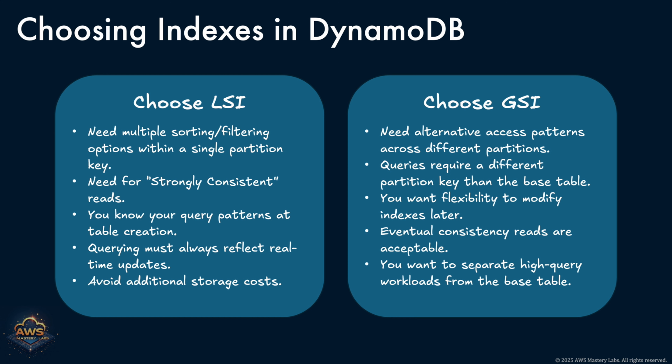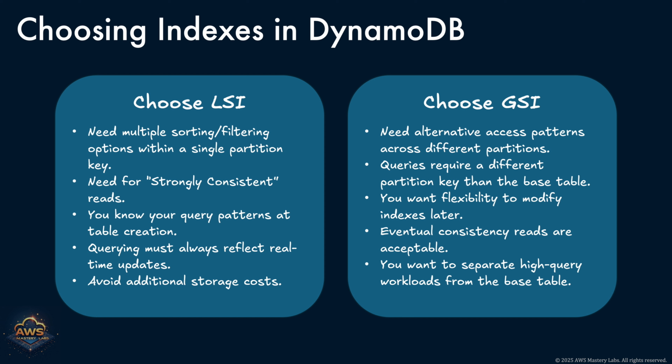This dynamic flexibility is ideal for agile environments, or when requirements are uncertain at the outset. However, GSIs come with trade-offs. Since they operate asynchronously, updates to the base table are not immediately reflected in the GSI. As a result, eventually consistent reads are the default for GSIs, which means there may be a short delay before the most recent changes are visible in queries against the index. While this is acceptable for many applications, it's important to consider if real-time accuracy is critical.